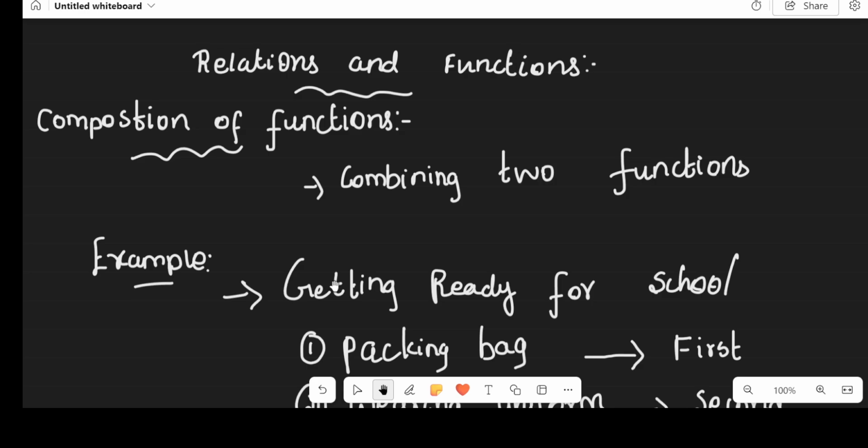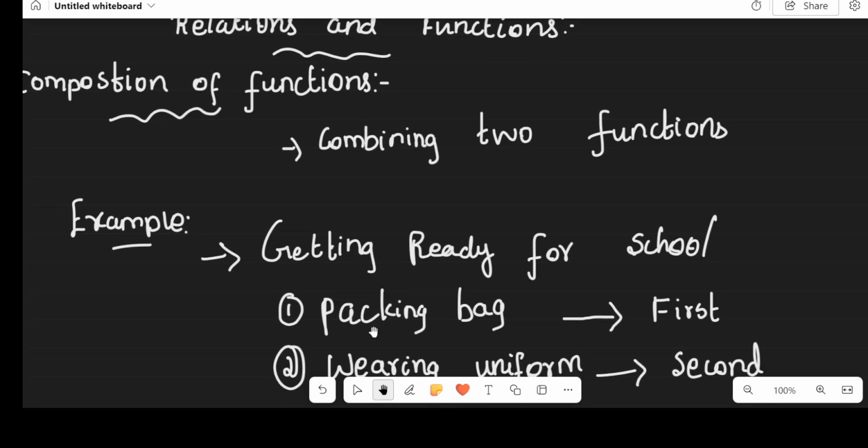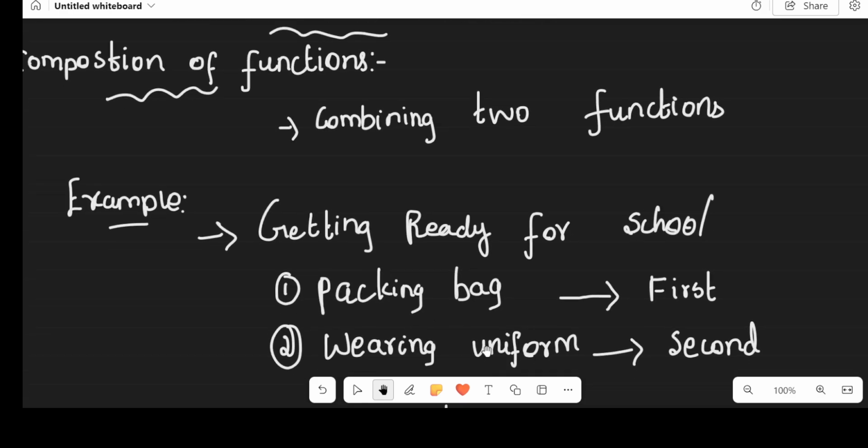So here, just assume that we are going to follow only two steps. You have to pack the bag and wear the uniform. These are the two functions, two steps. But the rule is you have to wear the uniform first, and after getting dressed, you have to pack your bag. That is the rule. These two steps are given: packing bag and wearing uniform.